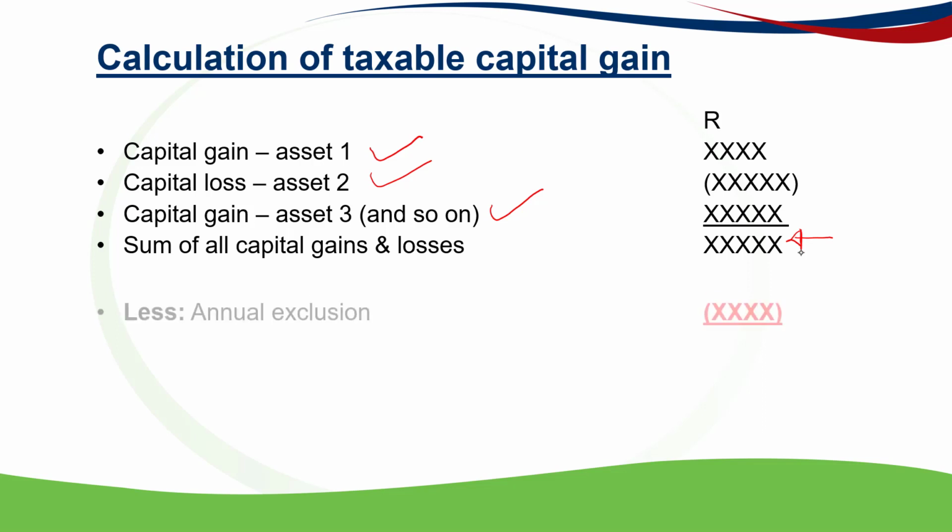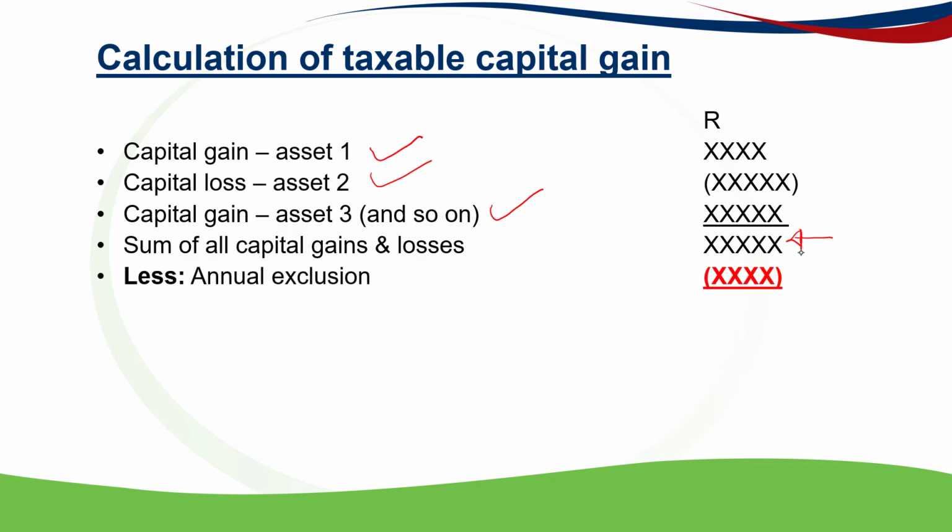The second step then is to deduct the annual exclusion. The annual exclusion is a fixed amount. We will discuss what amount it is in the third video where we have our examples. If the taxpayer has a capital loss, the sum of the capital losses must be reduced by the annual exclusion. Please note that where a taxpayer dies during the year of assessment, the annual exclusion is a higher amount than when the taxpayer is still alive.